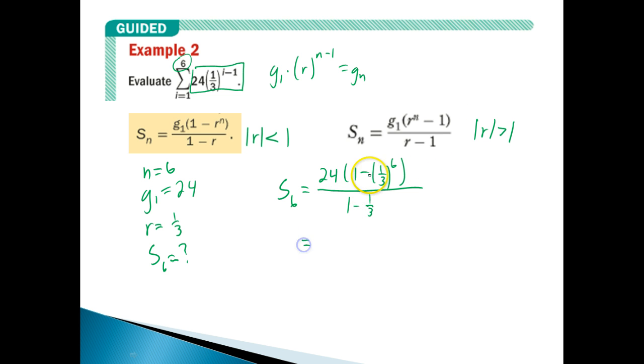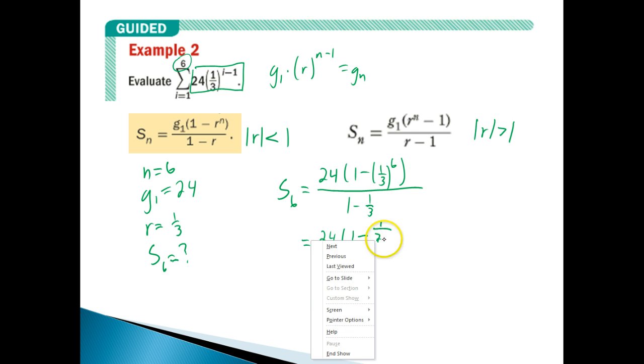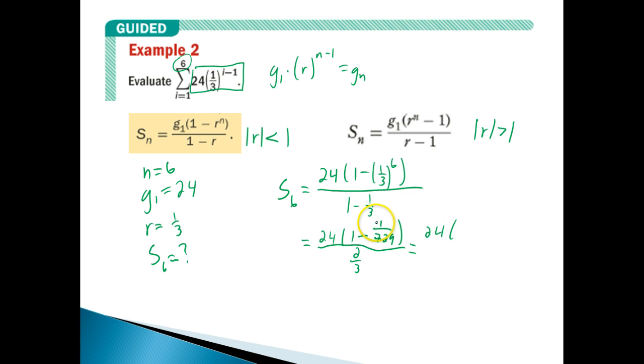Okay. So that's going to be 24 times 1 minus, I did this on a calculator a minute ago, let me check that. Looks like that's 1 minus 1 over 729. That must be 3 to the 6th power, 729. And that's going to be all over 1 minus 1/3, which is 2/3. So I'm keeping things in fractions for now. You can keep it in fractions, or you can change it to decimal. It doesn't really matter to me. So that's going to be 24 times, so 1 is 729 over 729, so that's 728 over 729.